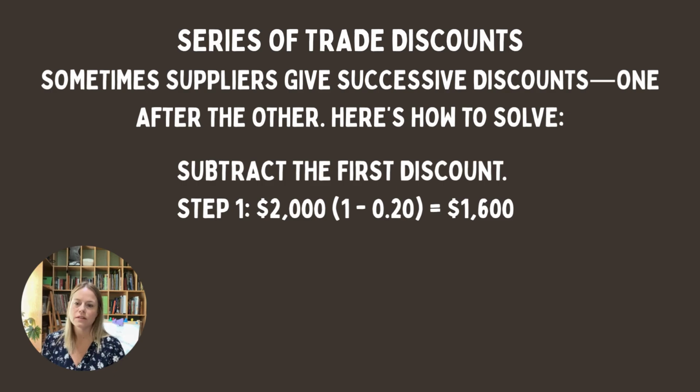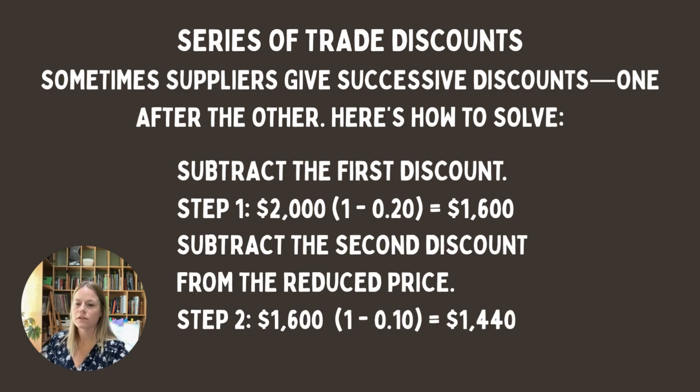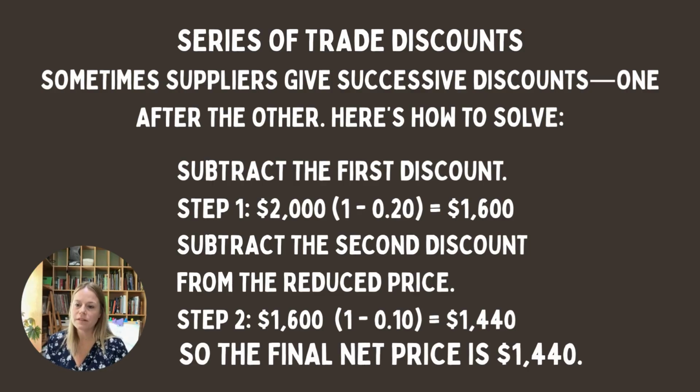Then you take the second discount and you would subtract that from the 1,600. So you would take 1,600 and multiply that by 1 minus 0.1, which is 10% as a decimal, and you would get $1,440. So the final net price is $1,440.